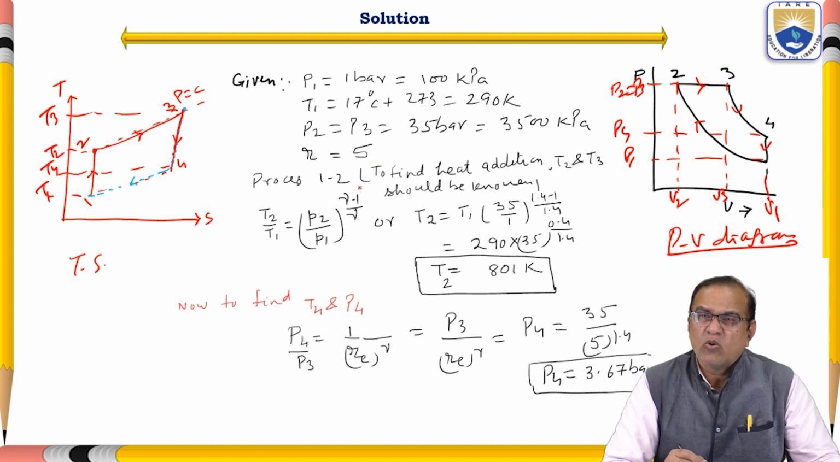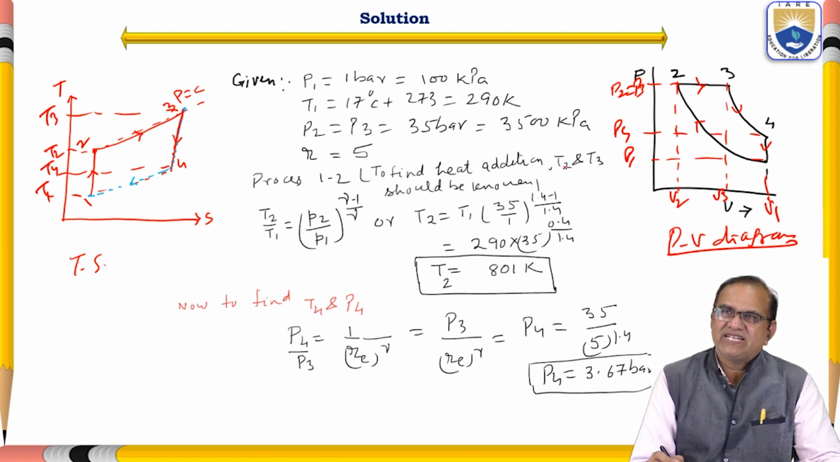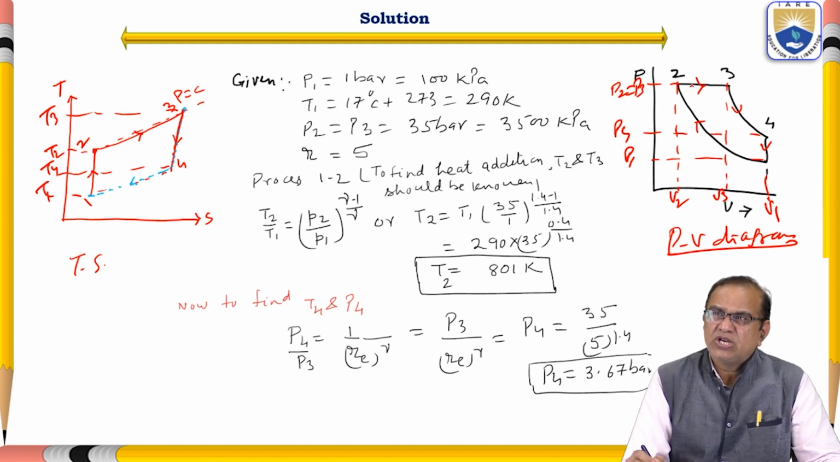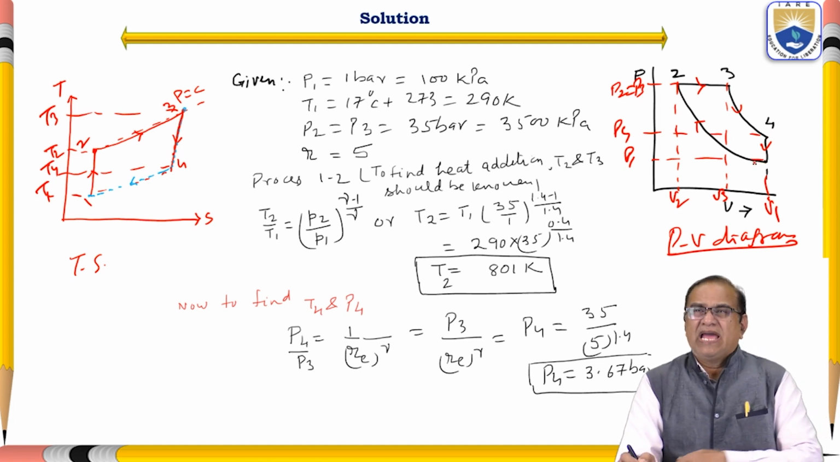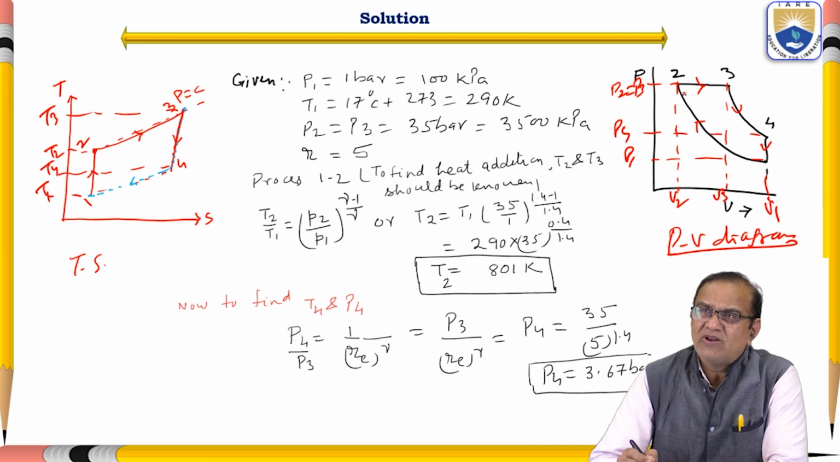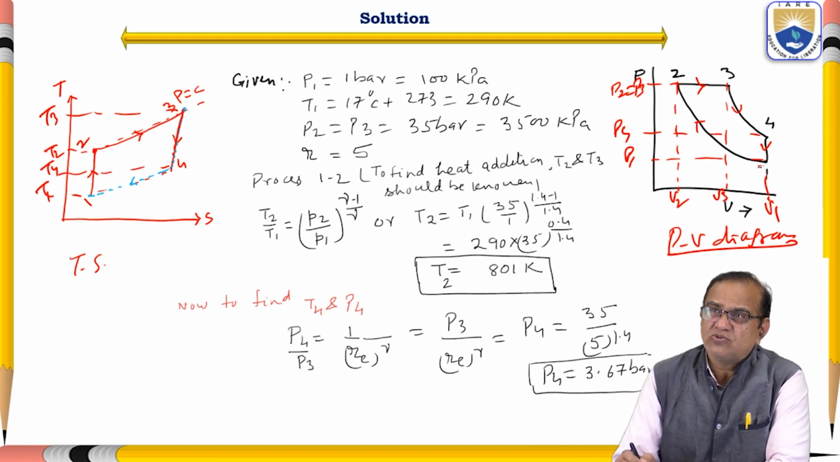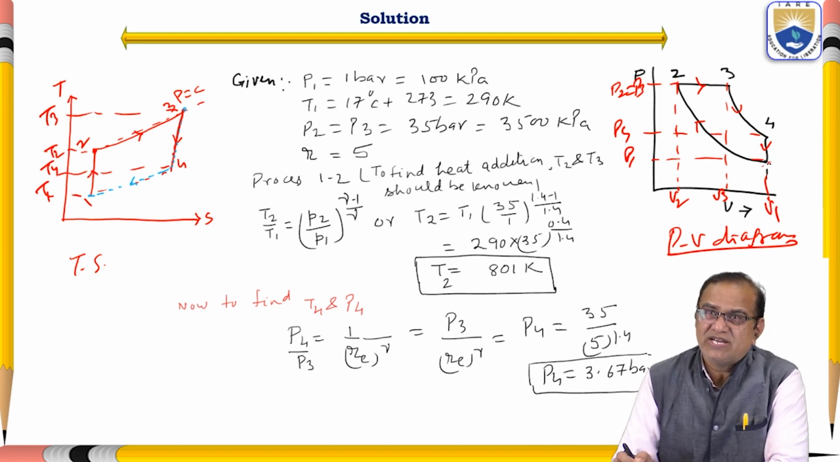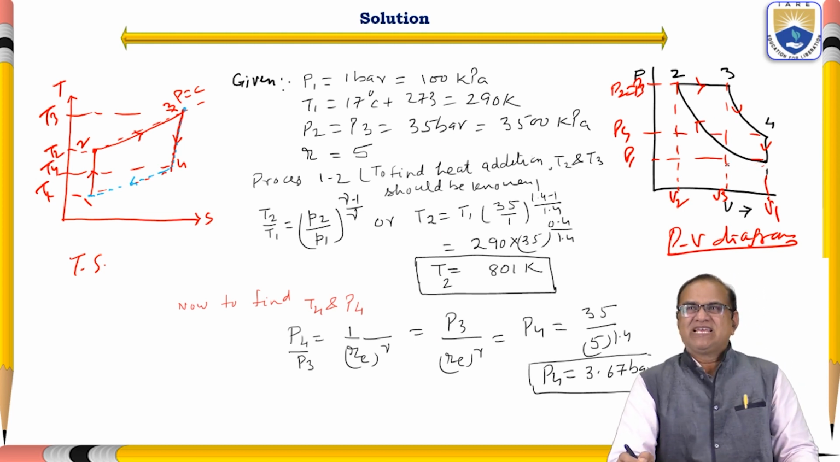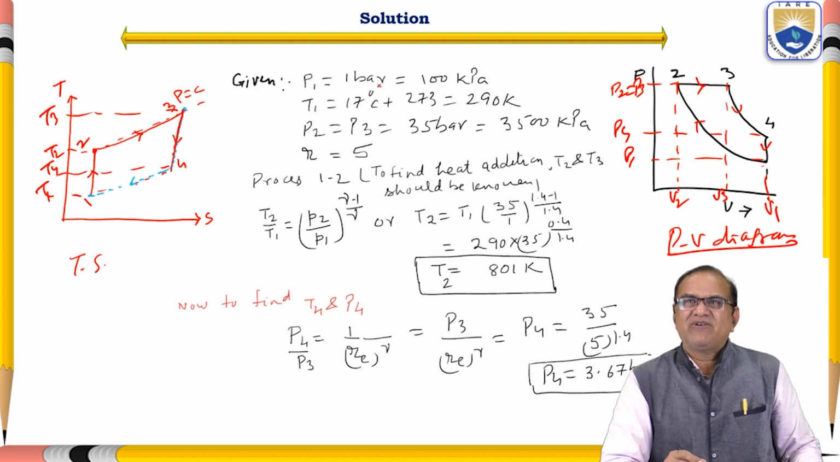So for the heat addition, we need T2 and T3. And for the rejection, we need T4 and T1. So how can we get all these things? We will first take the process 1 and 2. So T2 by T1 is equal to P2 by P1, raised to gamma minus 1 by gamma. P2 is given 35, P1 is given 1 bar. Gamma, the value is 1.4.